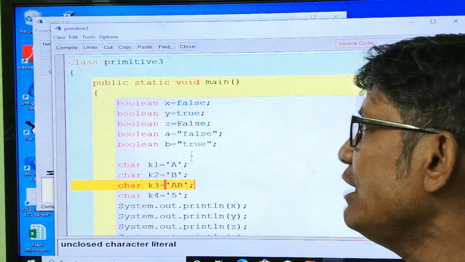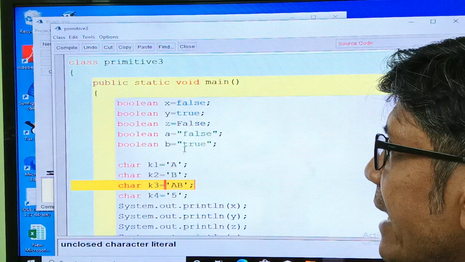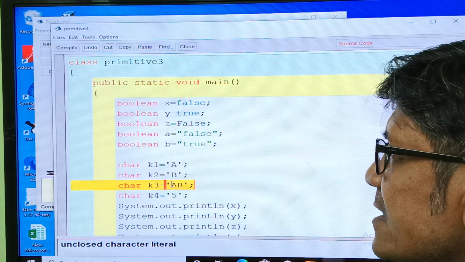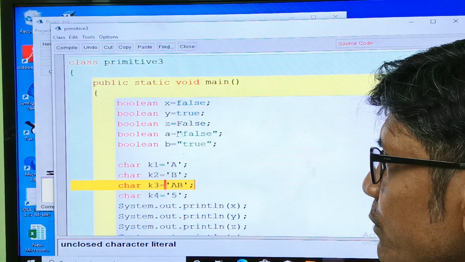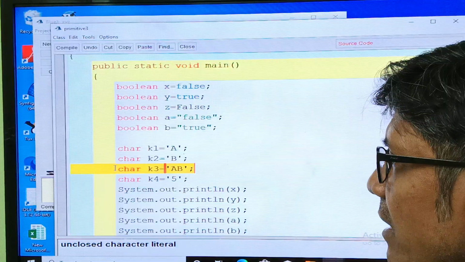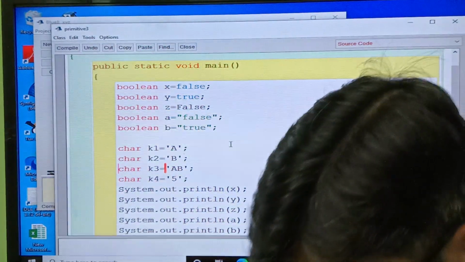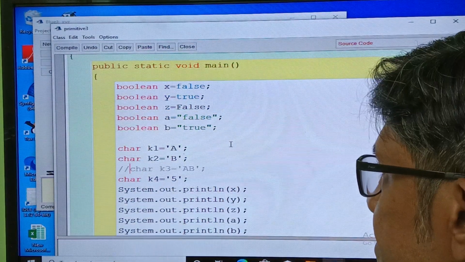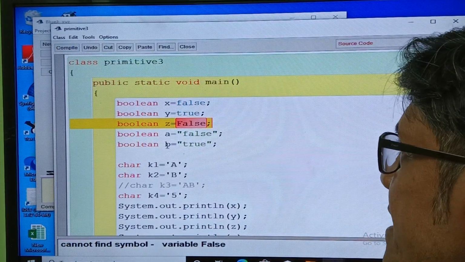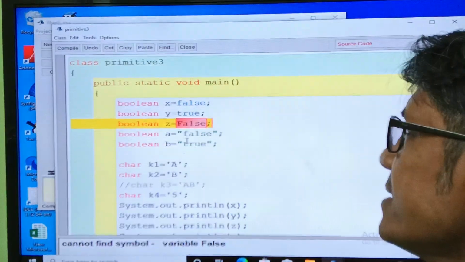But you see that if you write exactly in this manner, what will happen? Let me check this one first. If you write like this, let's see what will happen. So I'm ignoring this part, and after compiling this, you see there is a problem in this situation.